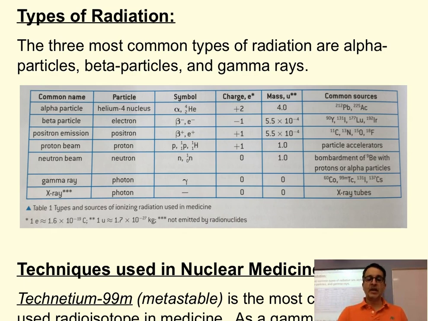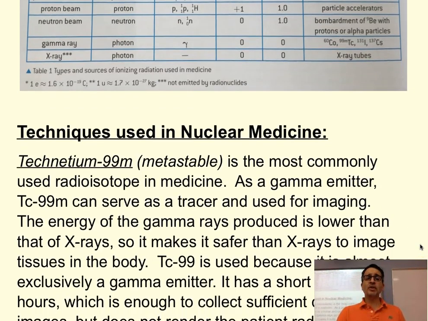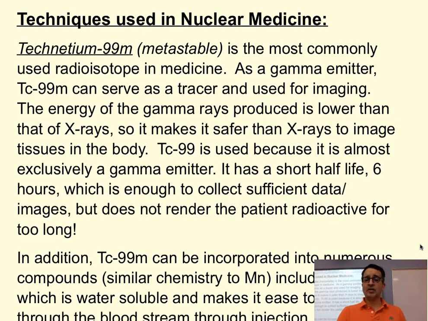All right. Now, the most common radioisotopes used in nuclear medicine are going to be either for imaging or, as I said, for radiotherapy. The first one we're going to talk about is technetium. Technetium-99 metastable, or technetium-99m, is a high energy technetium.